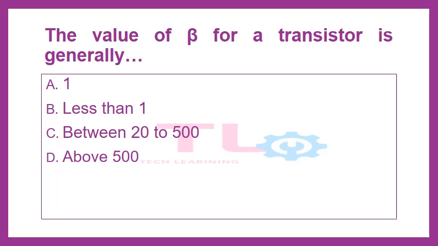The value of beta for a transistor is generally option A, 1, option B, less than 1, option C, between 20 to 500, or option D, above 500. And the correct answer is between 20 to 500.